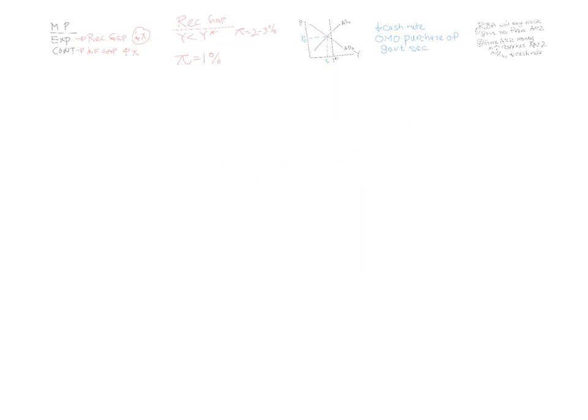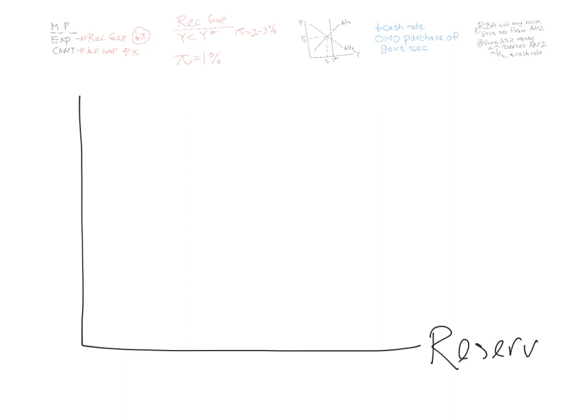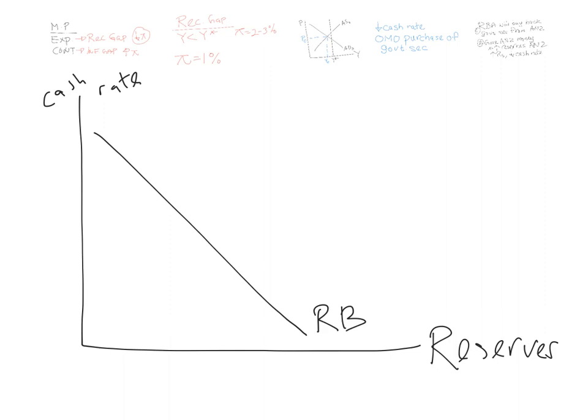We draw another diagram. Here you have your amount of reserves, and here you have the cash rate. Here you have your demand for reserves. Here you had your initial supply of reserves, which we call RS0, and the initial cash rate happened to be C0, and total reserves were R0, right?